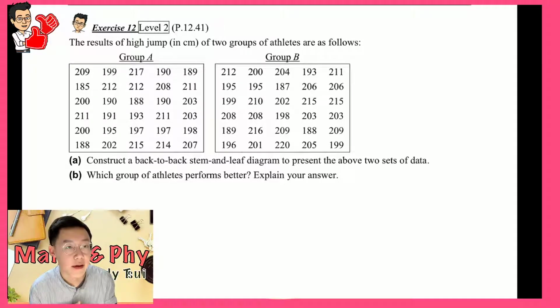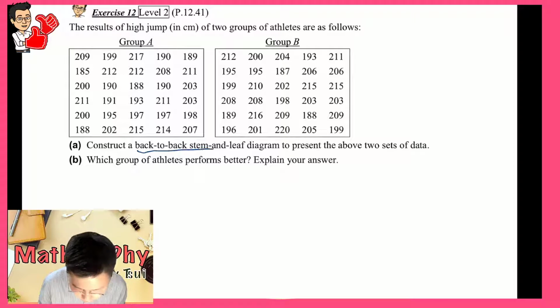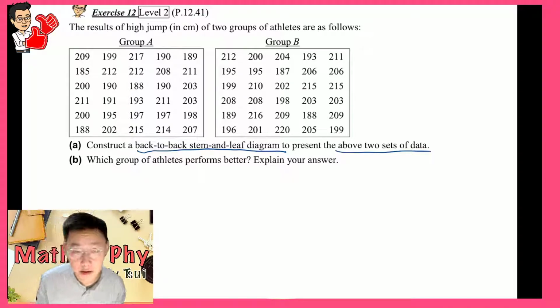Now it's time for exercise 12. For this question, you can see there are two groups, group A and group B, and here are the results of high jumps of two groups of athletes. Part A asks you to construct a back-to-back stem and leaf diagram to present the above two sets of data.